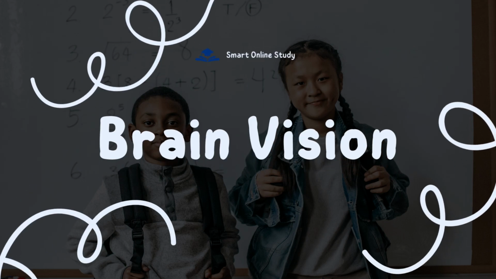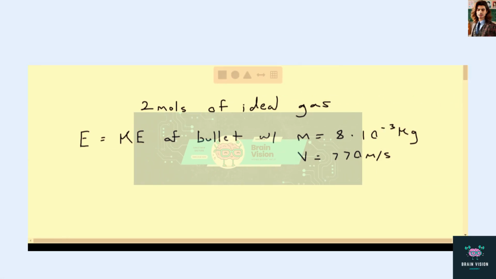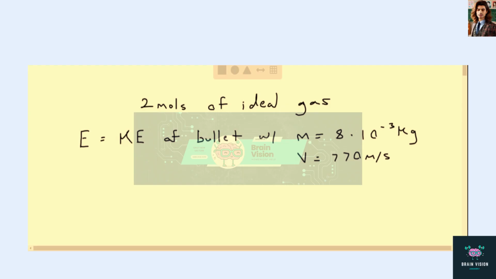Welcome to Brain Vision. In this example, we have a container holding 2 moles of gas, and we want to figure out what the temperature of the gas is if it has an internal energy equivalent to a bullet with mass 8 times 10 to the minus 3 kilogram moving at 770 meters per second.